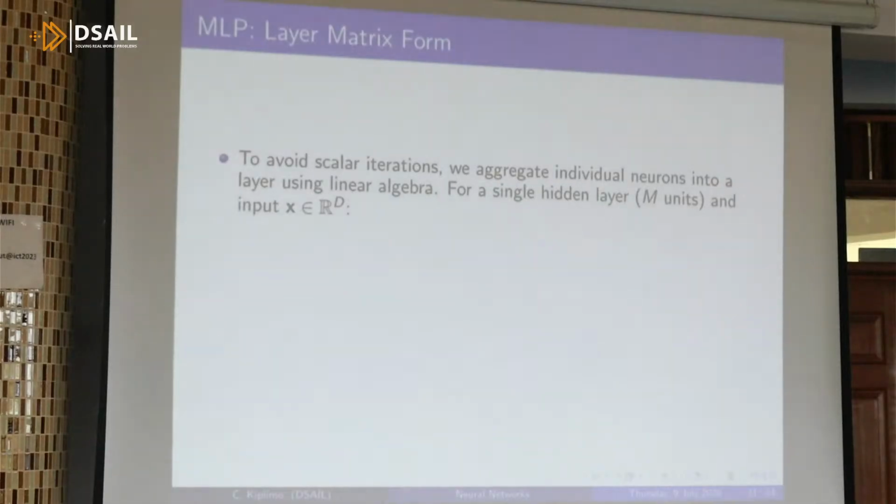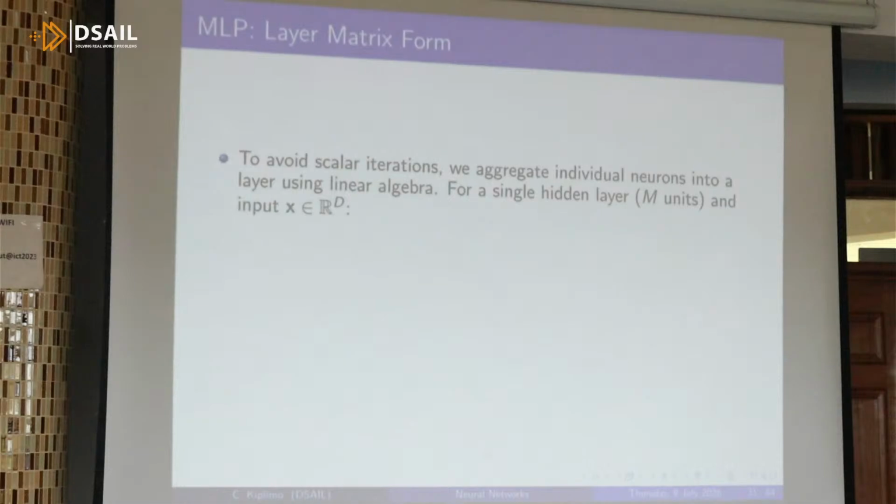Let's look at some matrices, right? The multilayer perceptron that we've looked at can be conveniently represented using matrices. What that does is help us avoid scalar iterations. We aggregate all these individual neurons into a single matrix so that we can take advantage of linear algebra. One of the advantages is vectorization, where you don't need to write any for loops. You just put things into vectors and matrices and multiply them together.